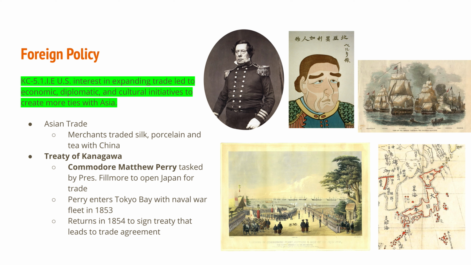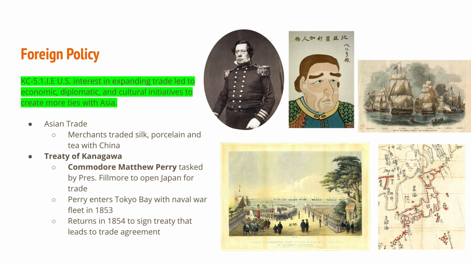And this is where Commodore Matthew Perry comes in. He is given the task by President Millard Fillmore to open up Japan for trade. Japan had closed off itself to any international trade previously. It had been over 100 years before they opened their borders.